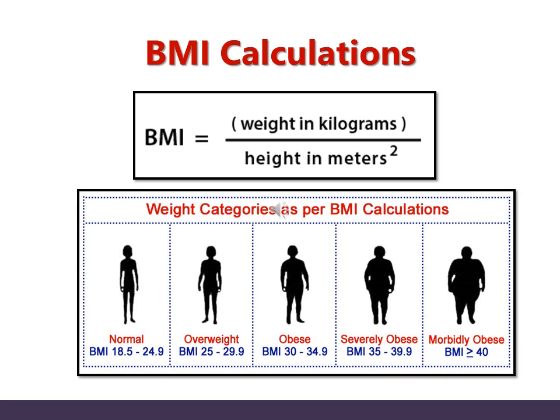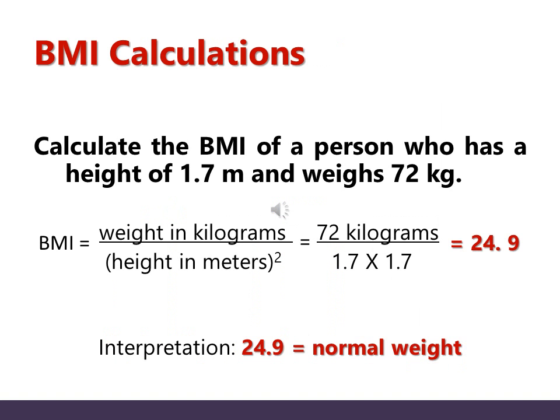Again, get the weight of your patient in kilograms, get the height of your patient in meters, divide the two, and you will get a value. Normally, the normal BMI ranges from 18.5 to 24.9. More than that, your patient can be categorized as overweight, obese, severely obese, or morbidly obese. I will give you an example on the next slide.